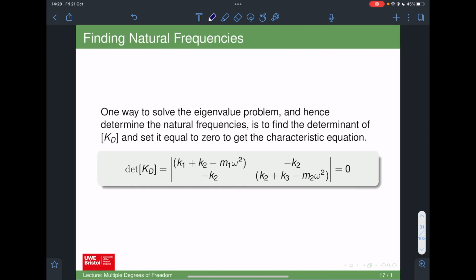There it is. Okay. One way to solve the eigenvalue problem and hence determine the natural frequencies is to find the determinant of the mechanical impedance matrix, Kd, and set it equal to 0. And that will result in an equation, a characteristic equation, that allows us to find the natural frequencies. Now, do you remember how to find the determinant of a 2 by 2 matrix?